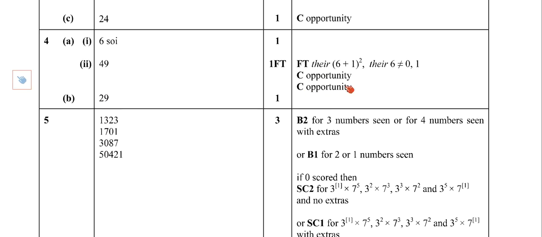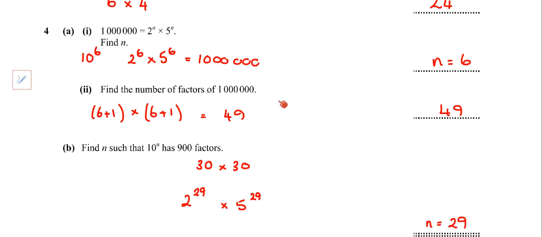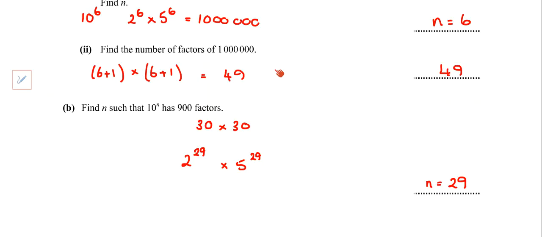Again, there are 2 C opportunities for A part 2. Right? Why is that, do you think? Now, I would give myself both, because I did 6 add 1 both times to show I'm taking the 6, I'm adding 1, and I'm multiplying to make 49. If I'd only written 7 times 7, I'd have got one of the two. If I've only written 49, I get no communication. Does that make sense? Okay.